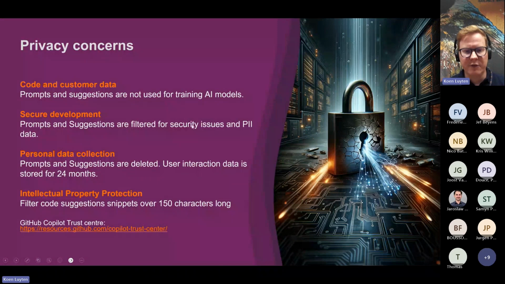This I also explained. So the PII and security issues are being filtered. The intellectual property protection, so the open source duplication detection that's going on, all of these things are concerns that are addressed by GitHub itself. So you can read it in a lot more detail on this webpage if you get any questions about that from your management.